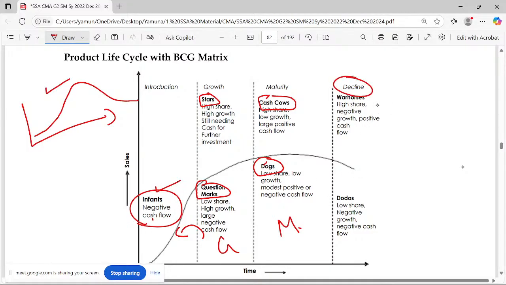After this, we have the decline stage. And the decline stage, again, you can define with two animals or birds' names: war horses and dodos. Dodos means an extinct bird. Dodos were once there, not now. Extinct, like dinosaurs. We can search on Google and we'll find the bird having a different structure. Please check that. So dodos: low share, negative growth, negative cash flow. War horses: again high share, negative growth, positive cash flow.